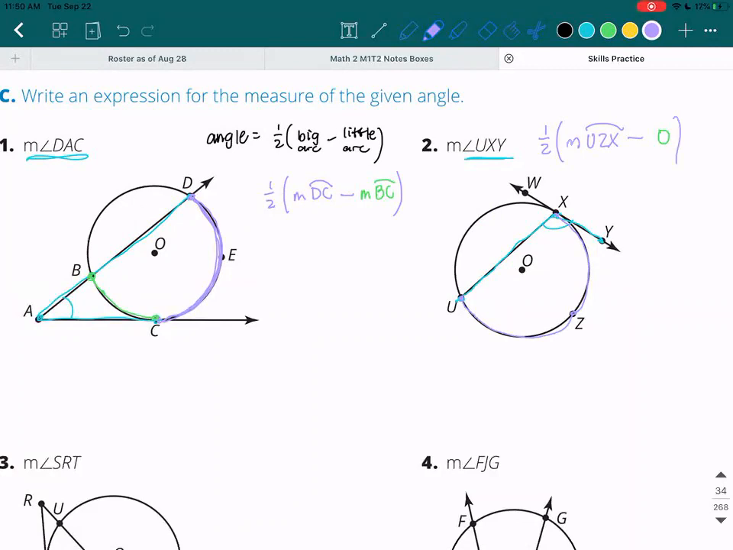The reason we don't have a little arc is because point X is on the circle, whereas in number 1, the vertex, point A, was on the outside. In number 2, our vertex point X is directly on the circle. Since it is directly on the circle, you only have a big arc, you don't have a little arc. Do you guys have any questions? Every time it's on the circle, it's going to be a 0 for the little arc. Yes.